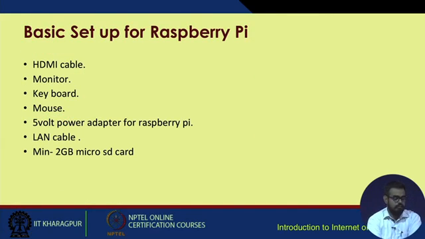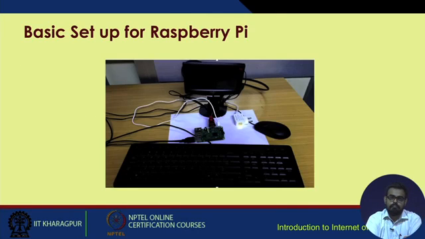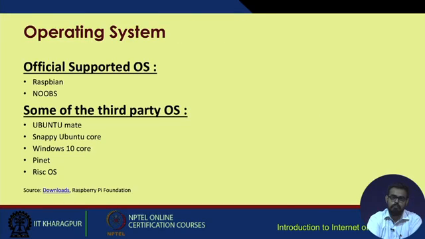For the basic setup of this Raspberry Pi, you'll require a few components. First and foremost, when you are setting up the Raspberry Pi for the very first time, you'll require an external monitor. You'll require an HDMI cable to connect the monitor and the Raspberry Pi. You'll require a keyboard and mouse, a basic 5-volt adapter to power up the Pi, a LAN cable, and your memory card, which will include the operating system on it. We'll come to the setup a bit later. I'll give a demonstration of how to set up the whole system.